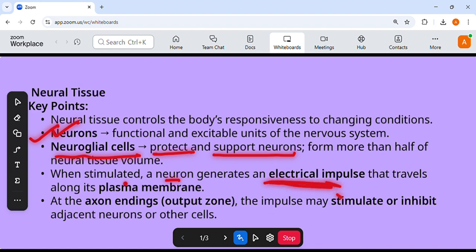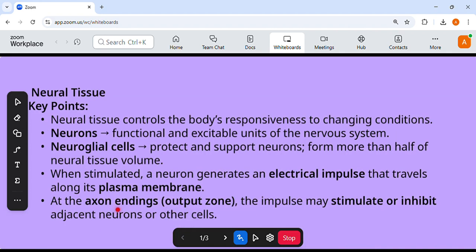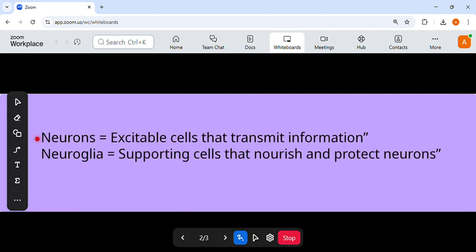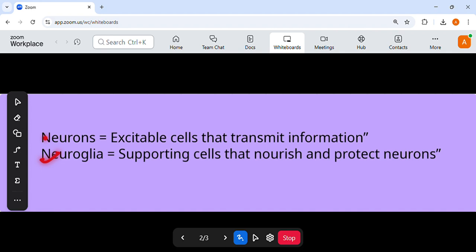Neuron will generate impulse and that will travel along the plasma membrane, and at the end, when we see the structure of neuron, we'll see the axon terminal, synaptic knob. At the axon ending, the output zone, that impulse may stimulate or inhibit the adjacent neuron or other cells. Just remember, it helps in conduction, passing of electrical impulses along the plasma membrane. So neurons are excitable cells which transmit information. Neuroglia cells are supporting cells which nourish and protect the neurons, and they are non-excitable, while neurons are excitable.